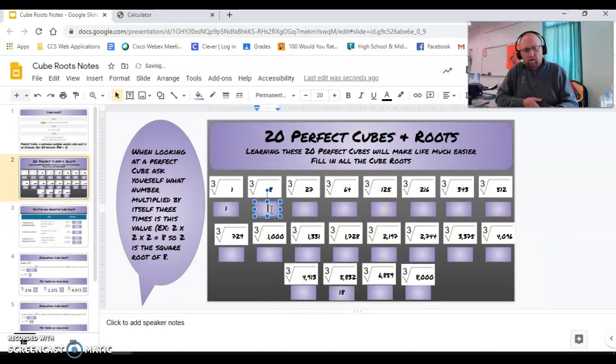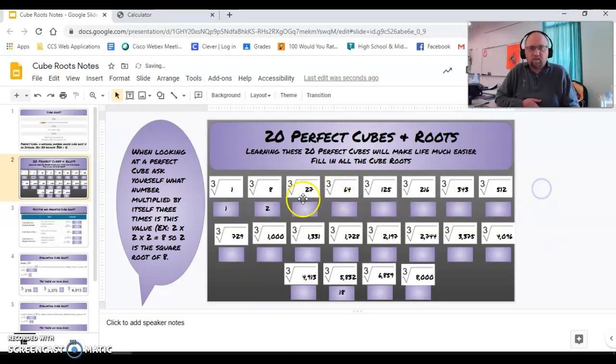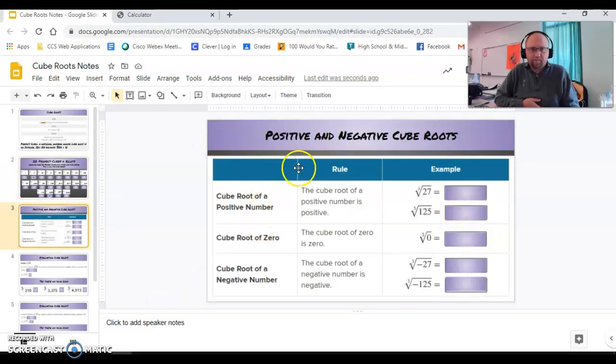And I made an error right there. The cube root of 8 is not 8, it's 2. Should have typed 2 in there. So sorry about that.